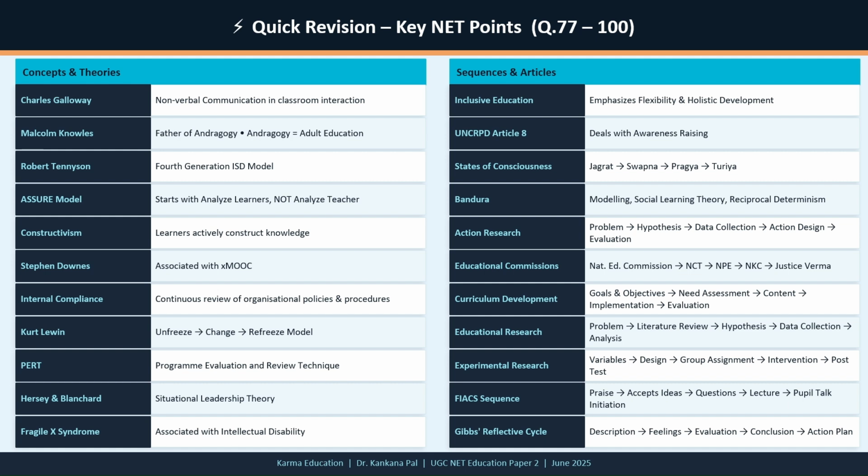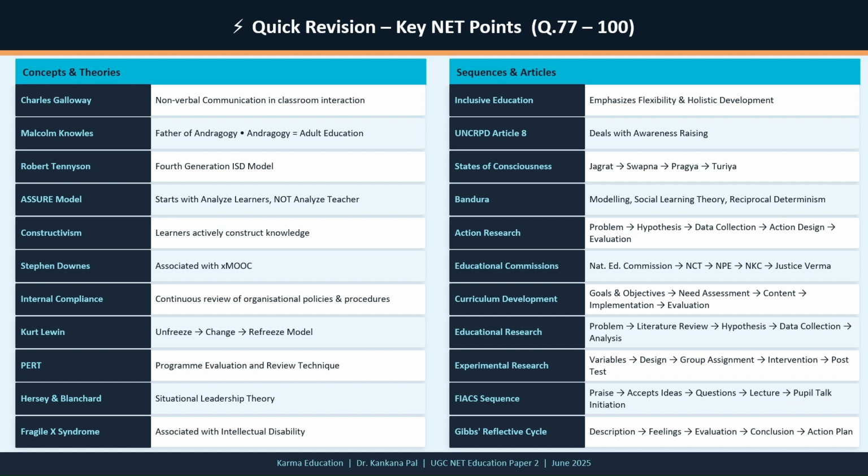Charles Galloway is associated with non-verbal communication in classroom interaction. Malcolm Knowles is known as the father of andragogy. Andragogy means adult education. Robert Tennyson proposed the fourth generation ISD model. The ASSURE model starts with analyze learners, not analyze teacher. Constructivism believes that learners actively construct knowledge. Stephen Downes is associated with XMOOC.